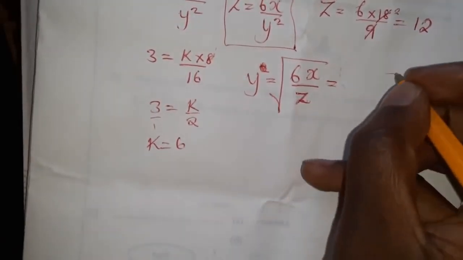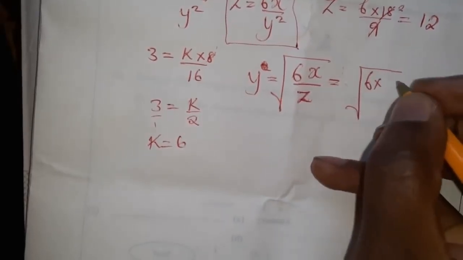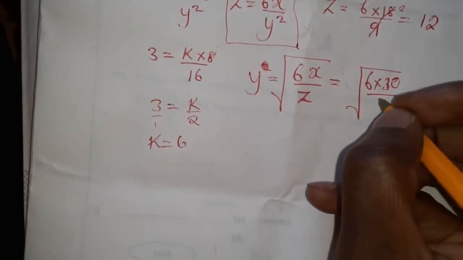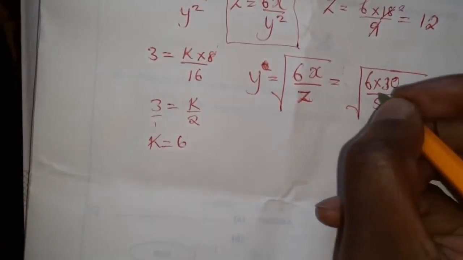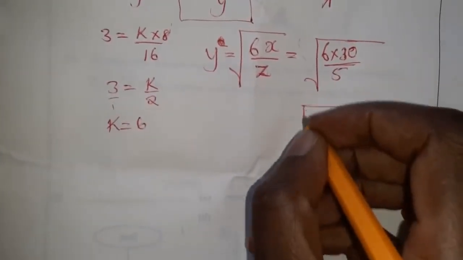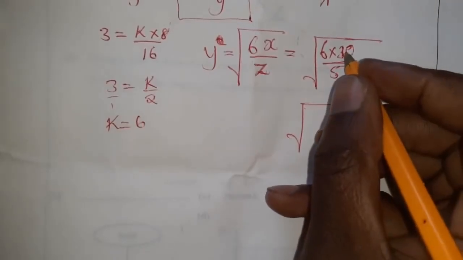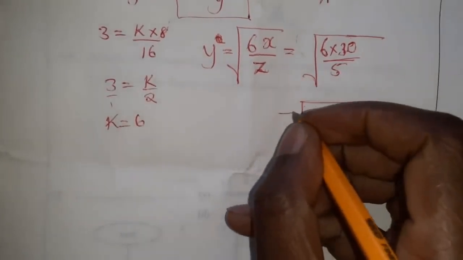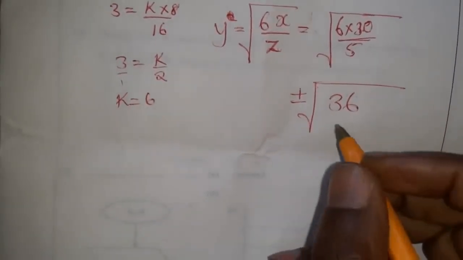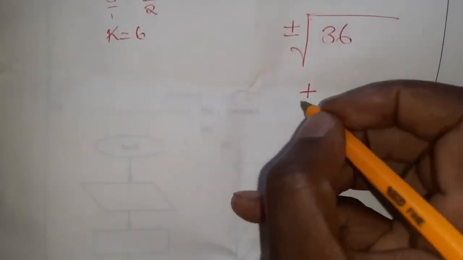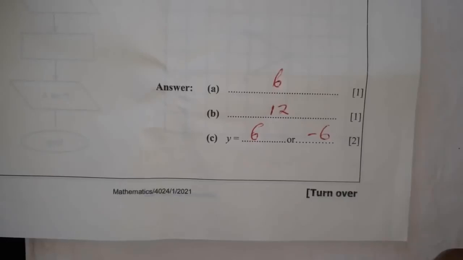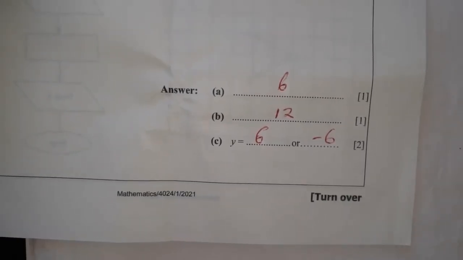So now we can go on and say the square root of 6 multiplied by 30 over 5. So 5 into 30 is 6, 6 multiplied by 6, we get 36. And the square root of 36 is plus or minus 6. So here, what do you write? 6 or minus 6. It can be positive or negative. Ladies and gentlemen, thank you. Let's move on.